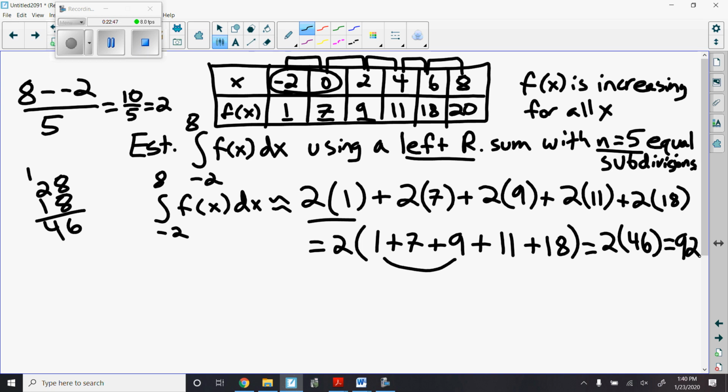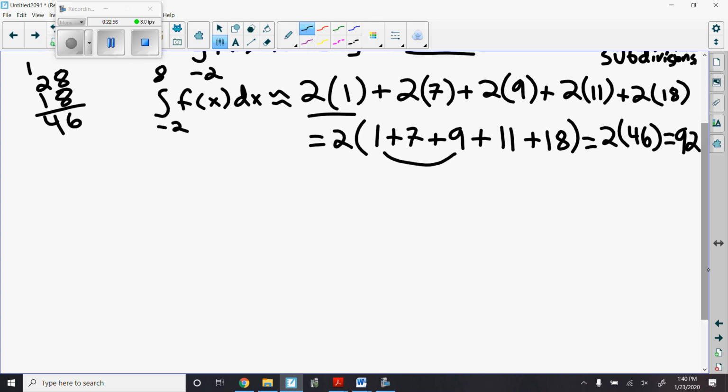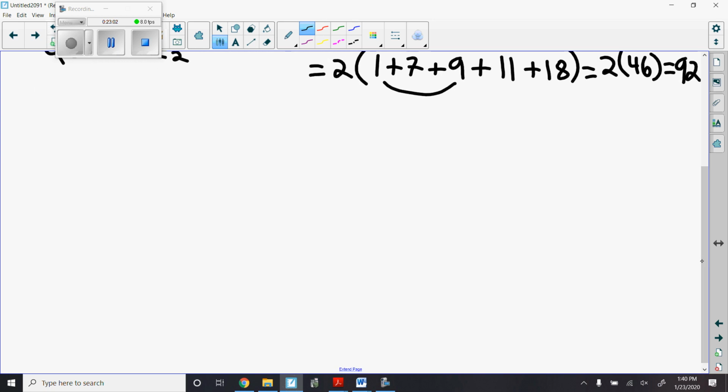Now, one question that you may be asked here is, is this an overestimate or an underestimate? Well, if we think about it, we know that f of x is increasing. So I just draw myself a little sketch over here and say, okay, increasing function, left Riemann sum. That's always going to be an underestimate because I'm not counting those areas right there. So I'd say this is an underestimate.